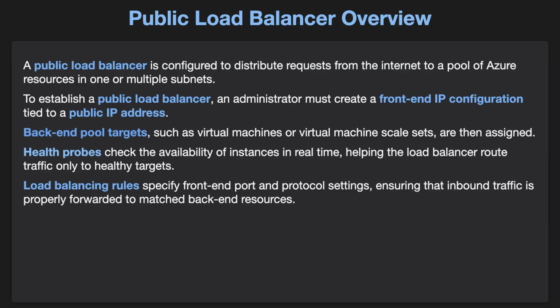A public load balancer is configured to distribute requests from the internet to a pool of Azure resources in one or multiple subnets. To establish a public load balancer, an administrator must create a front-end IP configuration tied to a public IP address. Back-end pool targets, such as virtual machines or virtual machine scale sets, are then assigned. Health probes check the availability of instances in real time, helping the load balancer route traffic only to healthy targets. Load balancing rules specify front-end port and protocol settings, ensuring that inbound traffic is properly forwarded to matched back-end resources.